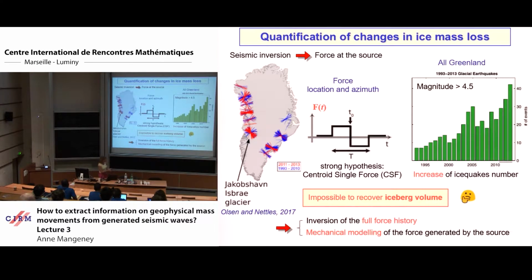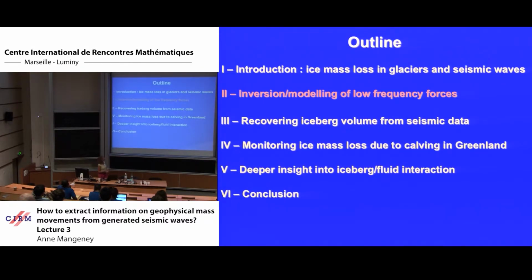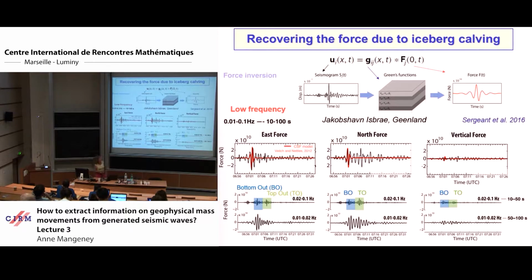Okay, so we will be able to recover the iceberg volume by doing the same kind of methodology as for landslide, by inverting the full force history, so not just that, but having the full waveform, and coupling with mechanical modeling of the force, and trying to find the best model, and through that, we were able to find the good volume. And it is what I will show you. Okay? So we do the same thing as for landslide.